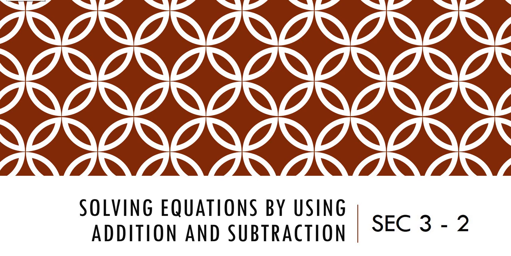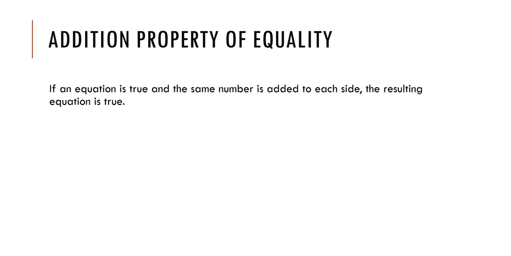Section 3.2 is solving equations using addition and subtraction. And this is pretty much a review section for you. So let's take a look. The addition property of equality says, if an equation is true and the same number is added to each side, then the resulting equation is true.